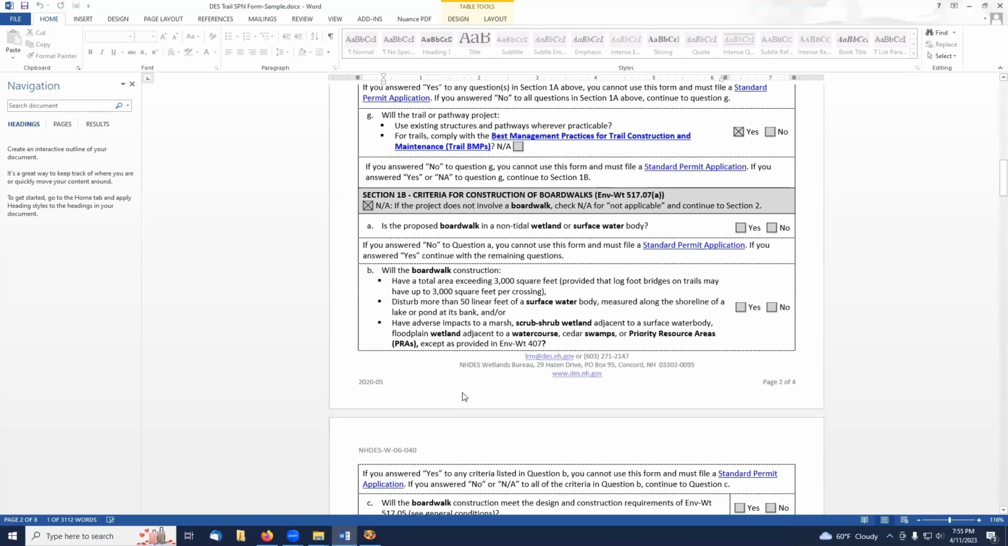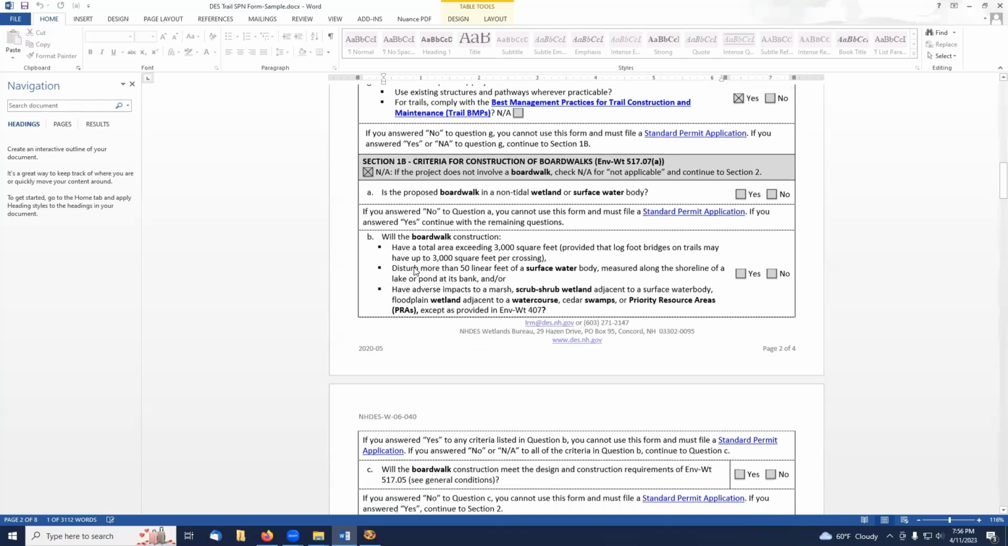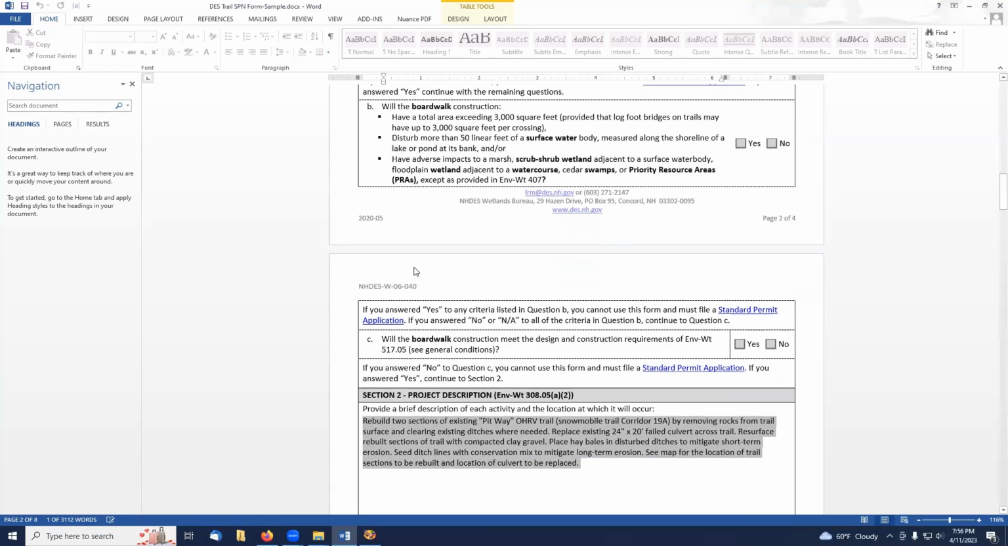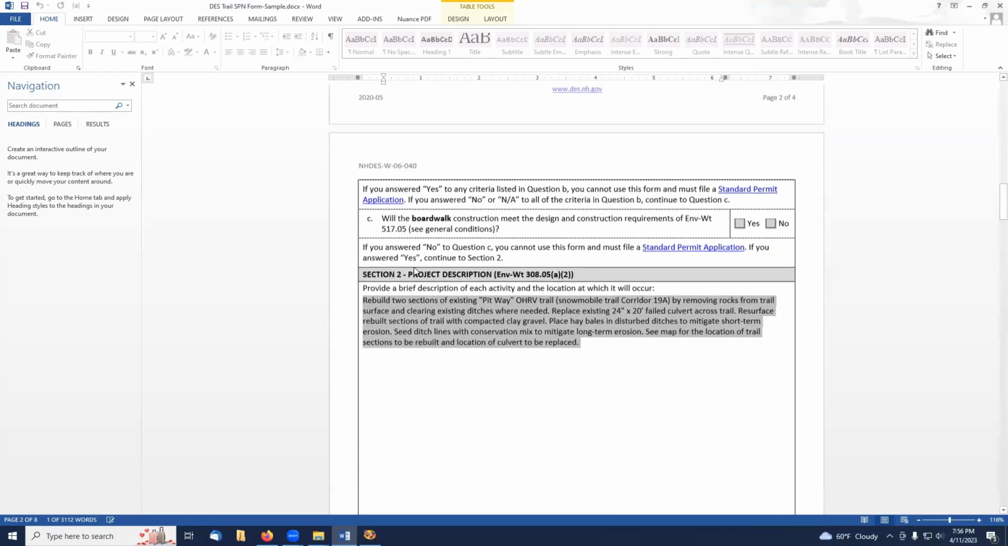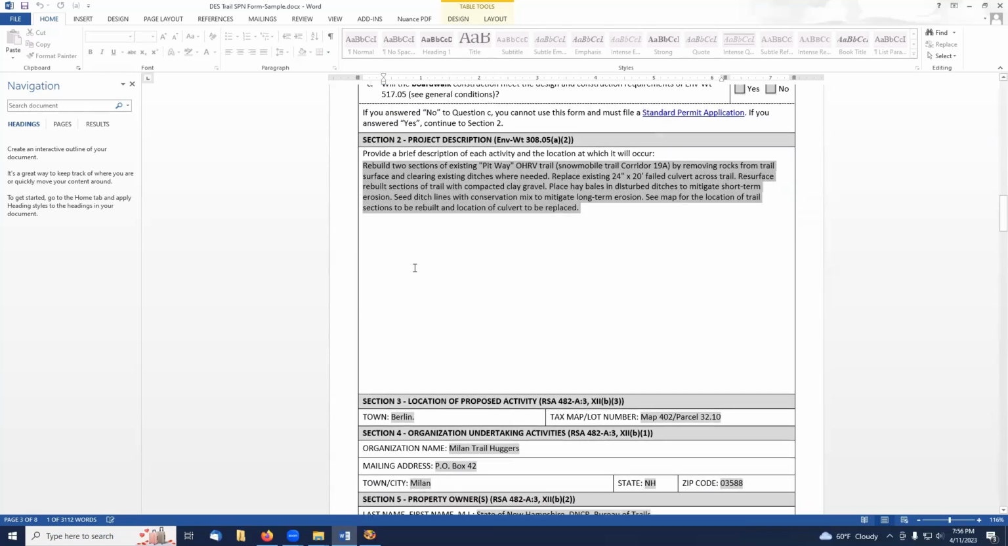All right. If you answered yes, then go to section 1B. So here we are at 1B. And if the project does not involve a boardwalk, check not applicable and continue to section 2. So we get away with an easy answer in 1B. It's not a boardwalk, so we are going to section 2.